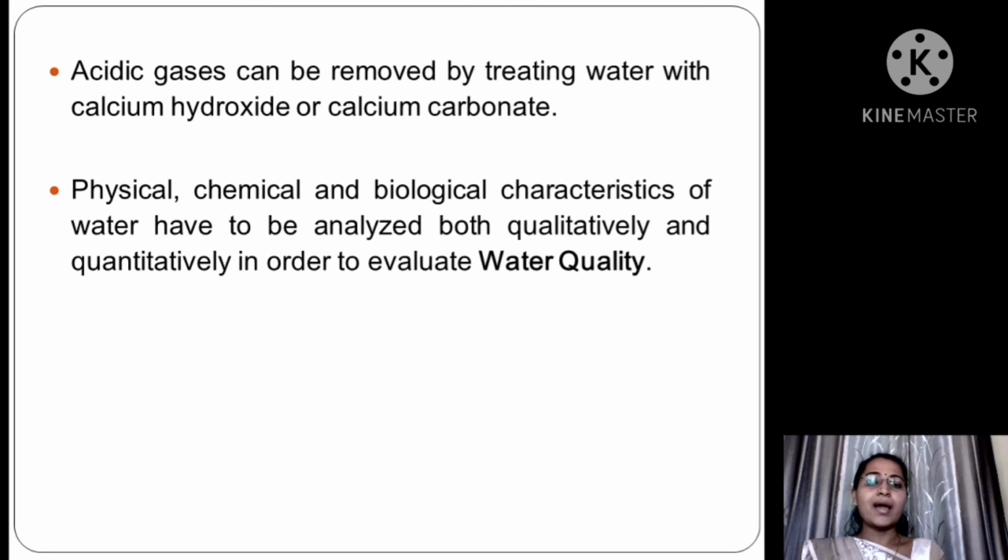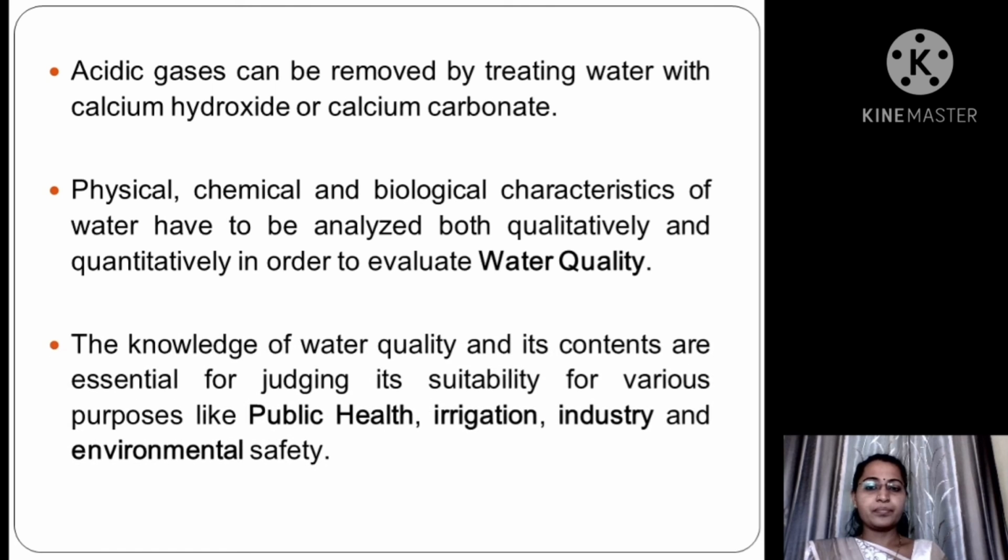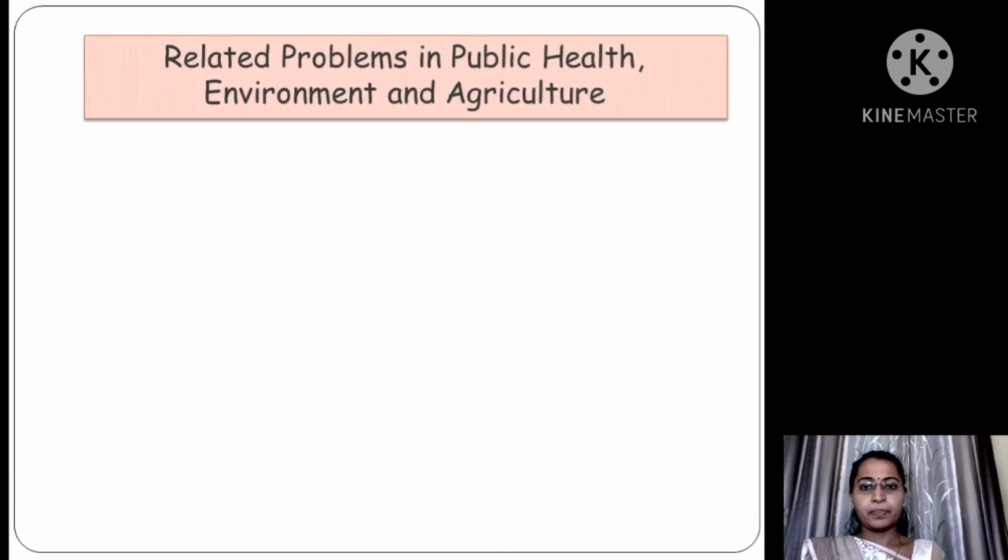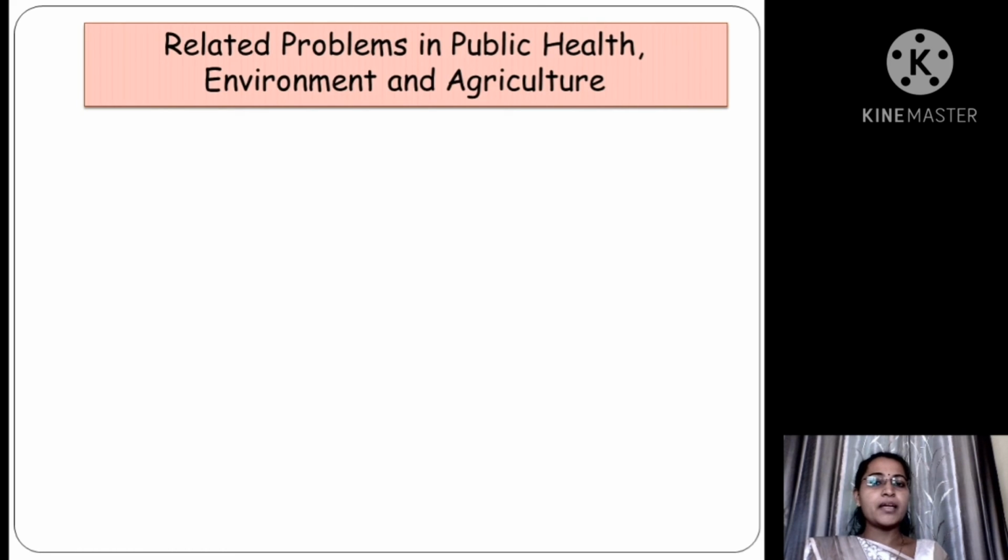Physical, chemical and biological characteristics of water have to be analyzed both qualitatively and quantitatively in order to evaluate water quality. The knowledge of water quality and its contents is essential for judging its suitability for various purposes like public health, irrigation, industry and environmental safety. Related problems in public health, environment and agriculture.